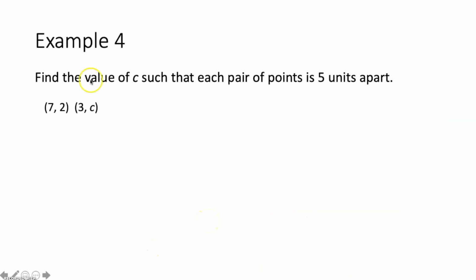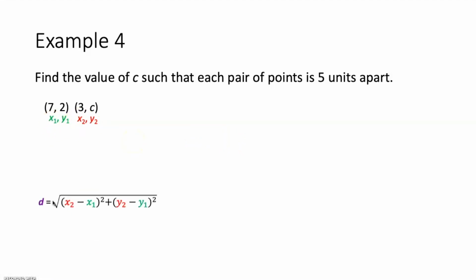Now example 4 says find the value of C such that each pair of points is 5 units apart. So we have 2 points here, but we are missing the y coordinate for our second point. Well, we have to figure out what y coordinate can I put here that would make these points 5 units apart. So 5 units apart, that obviously means distance formula. And if we are using the distance formula, we need an x sub 1 and a y sub 1 and an x sub 2 and a y sub 2.